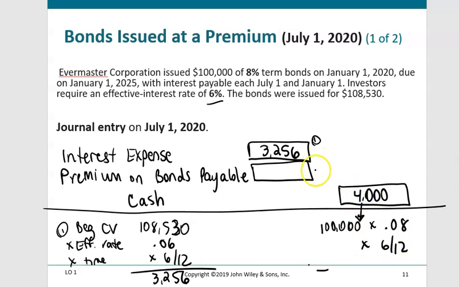And the difference between the cash payment and the interest expense is the reduction to the premium, or the premium amortization. We know when bonds are issued at a premium, the premium is accounted for as a reduction to interest expense. So, as we do see, interest expense is lower than the cash payment. It's lower by $744, and that's the amount of our premium amortization.